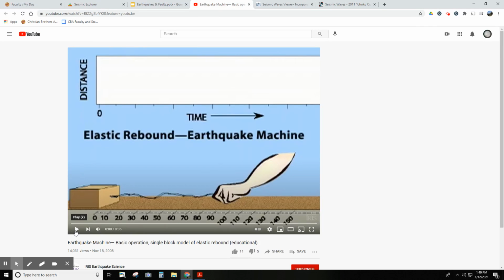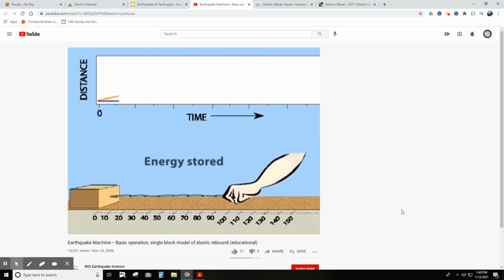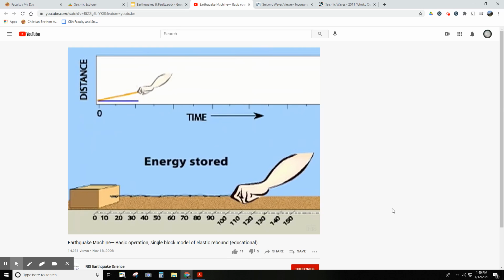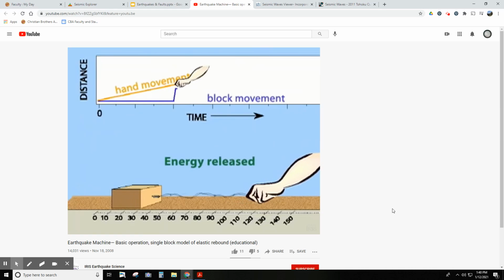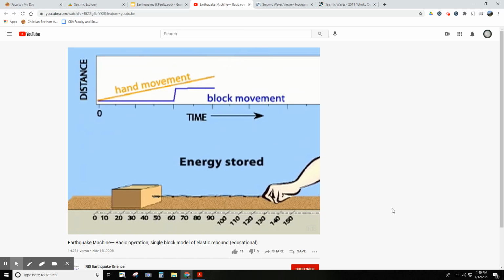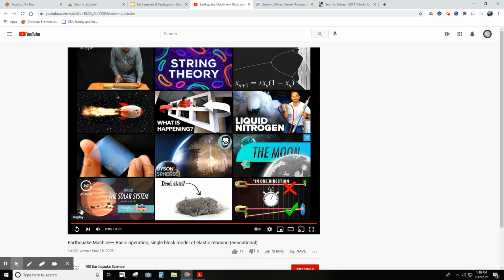I'll play this slow. So if you look at this, you can see there's a block that's being pulled along a kind of gritty surface. And as he pulls that rubber band, it stretches out, energy is building up, and it releases. And then you're pulling it back even more. Energy is stored until it can't take it anymore, and it finally goes. Okay, so that's exactly what's happening with plates as they slide past each other. Eventually, they give way, and that's your earthquake.